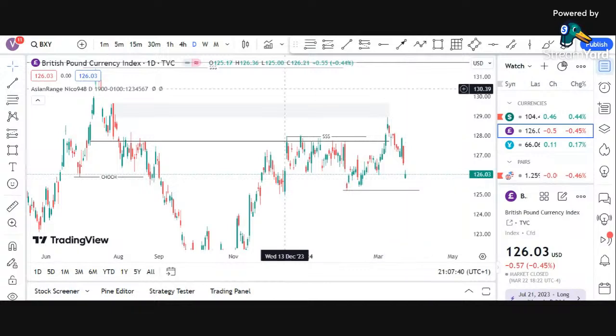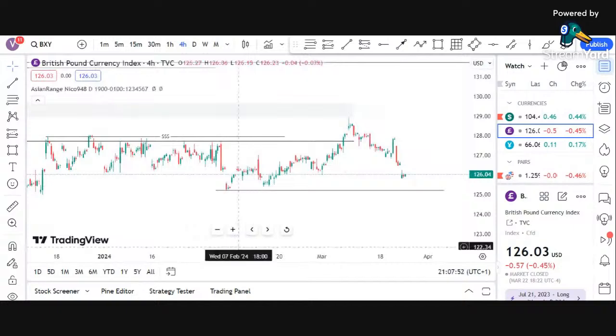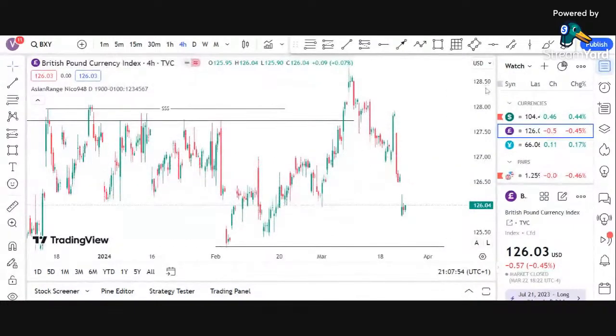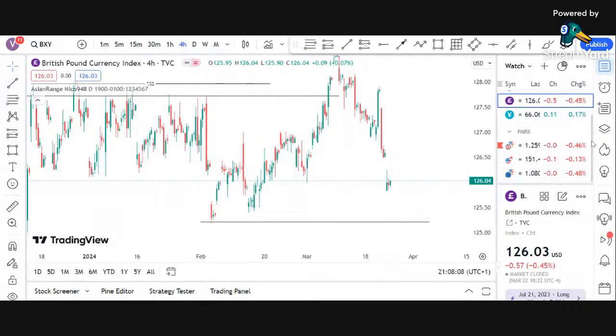All right, so for the 4 hour, if you look, same thing. You'll be waiting for a change of character to the downside. So don't rush it. Wait for the market to do what it wants to do until that low is taken out before we can confidently put our money in. But if this low is not taken out, we'll still push up again.